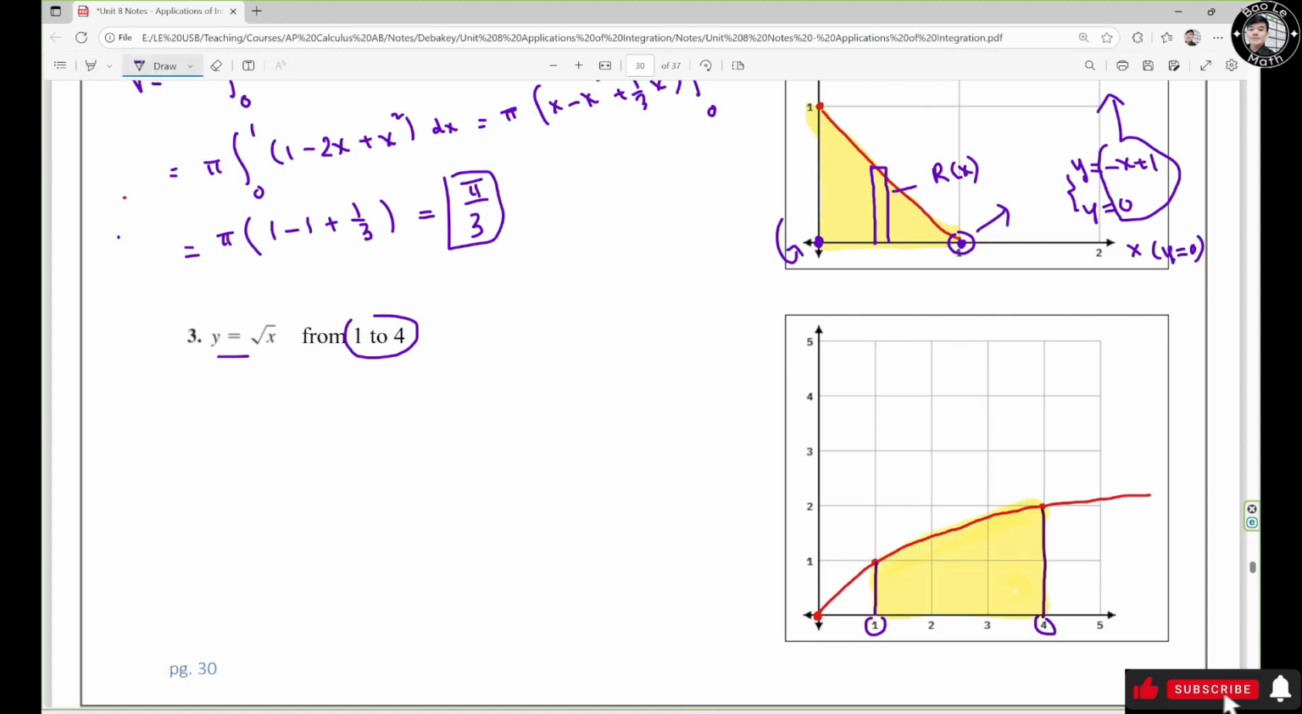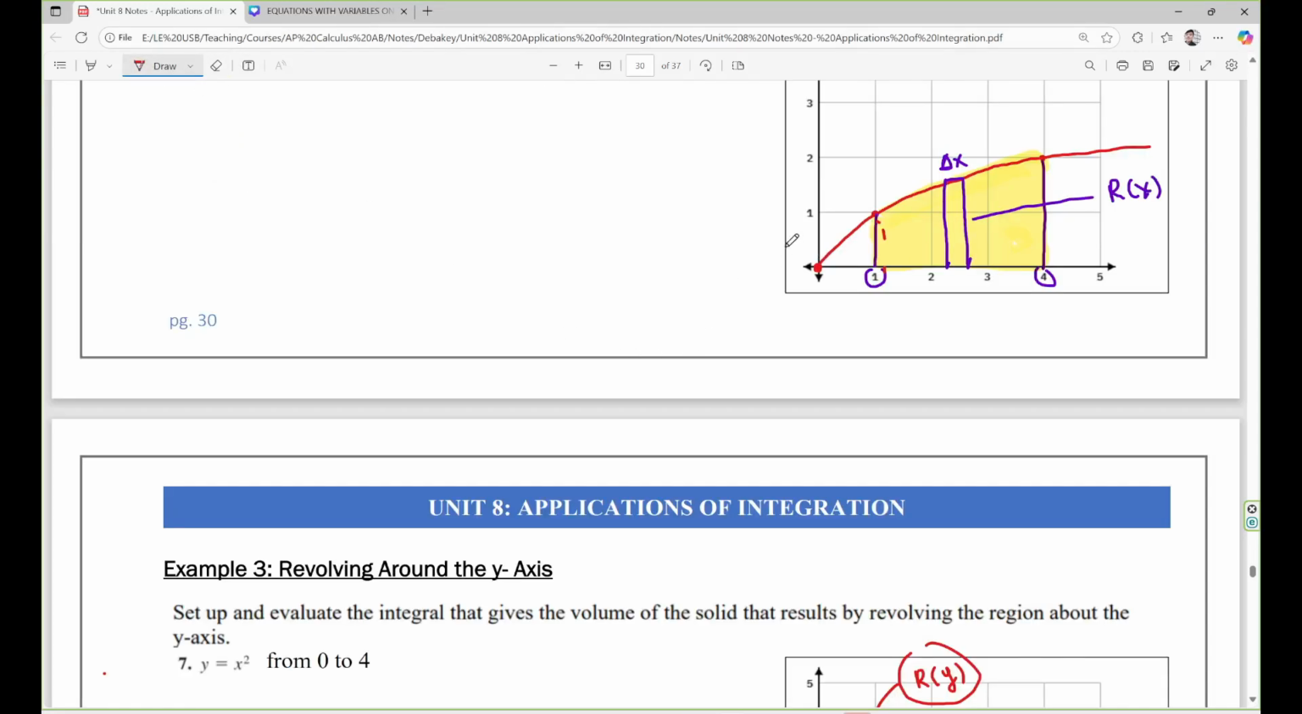Now I need to get the representative rectangle. So it's going to be something like this. And this guy is actually the radius, right? And this one is delta s, right? Now, if you revolve this one about the x-axis, you will get the solid something like this.